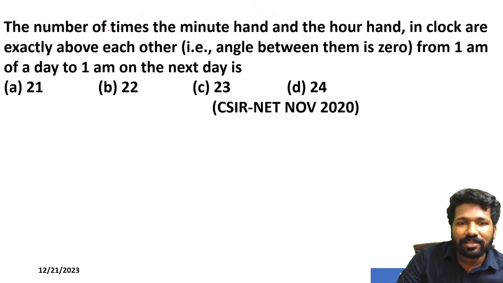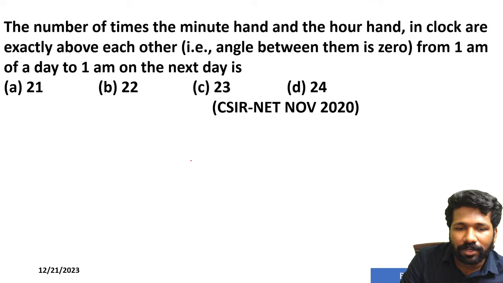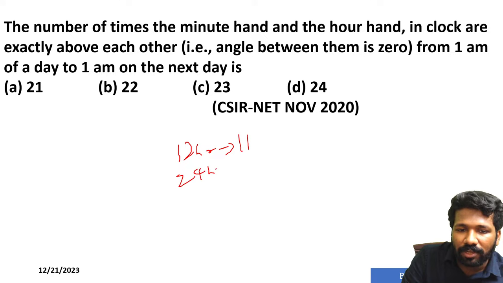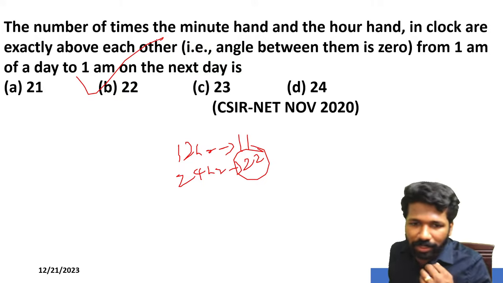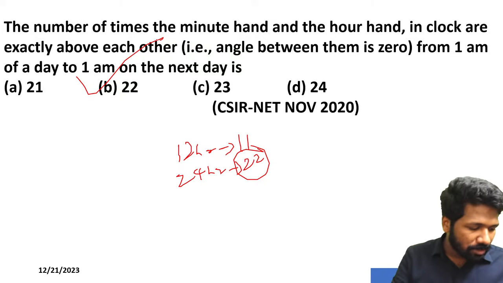That is why the answer is not 24, it is 22, because in 12 hours it happens only 11 times. So in 24 hours it happens 22 times. So option B is the answer, 22 times. All of you clear how 22 times? Please respond.